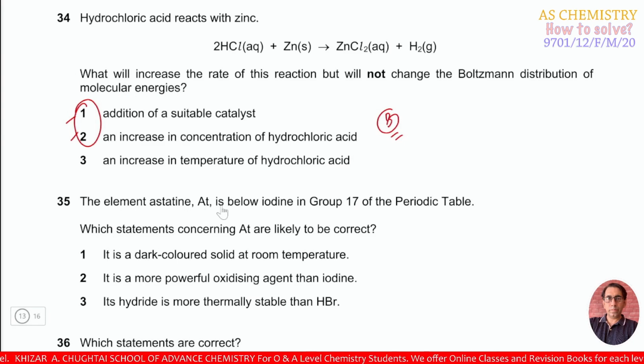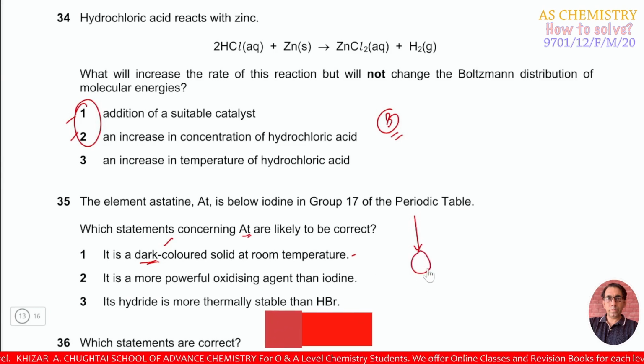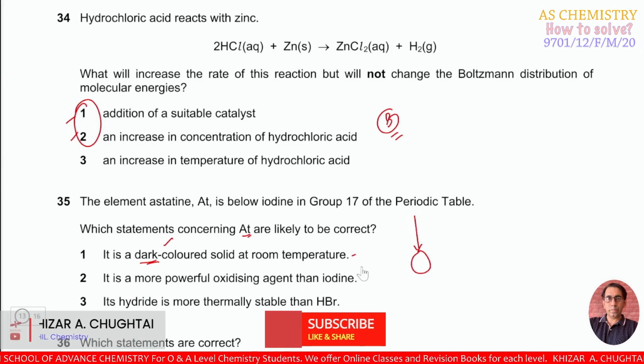Question number 35. The element astatine is below iodine in group 17 of the periodic table. Which statements concerning astatine are likely to be correct? Number 1, it's a dark color solid at room temperature. Yes, as we move from top to bottom, color becomes darker. So yes, it is correct. The second one, it is a more powerful oxidizing agent than iodine. No. The bottom elements are less powerful oxidizing agents. So 2 is incorrect.